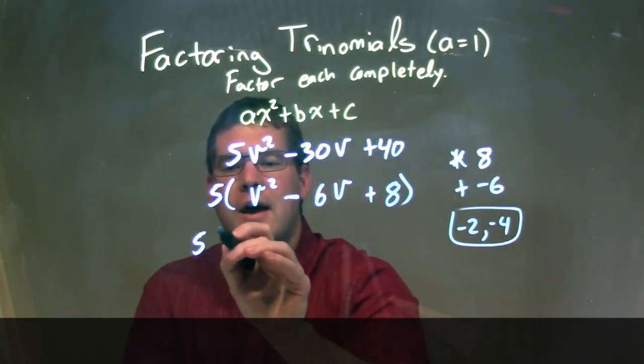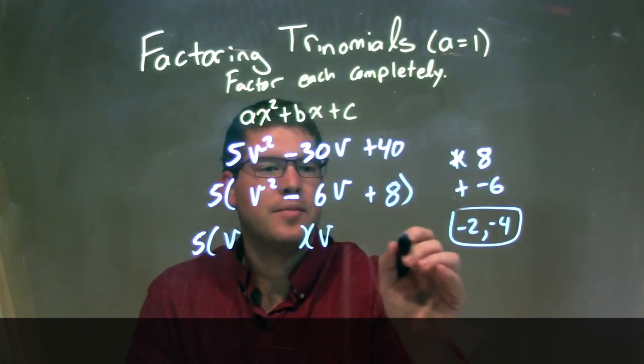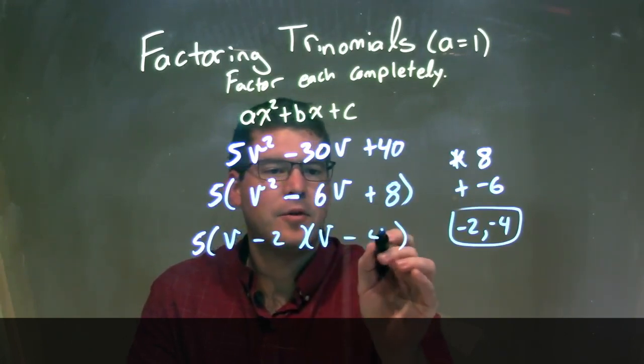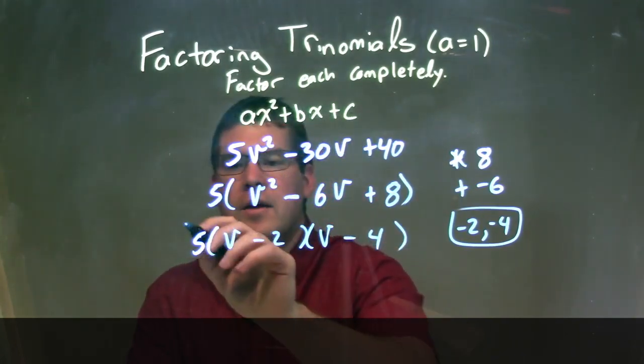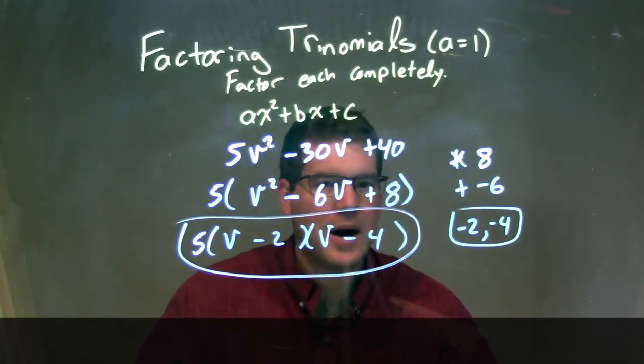So when I write this out, I make sure I bring down the 5. I have my v, my two parentheses here, and we just have our two numbers there, a minus 2 and a minus 4. And there we have it, our final factored form of 5 times v minus 2 times v minus 4.